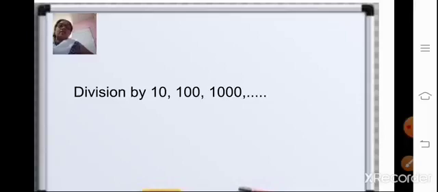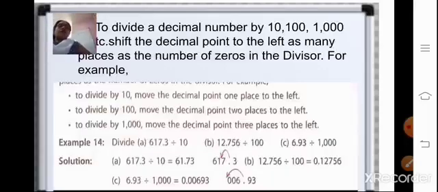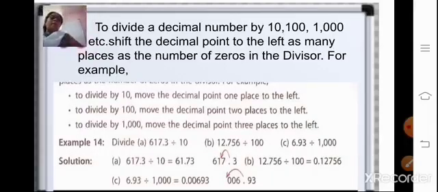Now, we have already learned in the last class multiplication of a decimal number by 10, 100 and 1000. So here we'll be doing division by 10, 100 and 1000. To divide a decimal number by 10, 100 or 1000, shift the decimal point to the left as many places as the number of zeros in the divisor. If you're dividing by 10, move the decimal point one place to the left, whereas while multiplying, we shifted the decimal point towards the right. To divide by 100, move the decimal point 2 places to the left, and to divide by 1000, move the decimal point 3 places to the left.